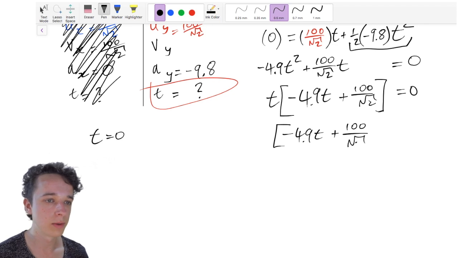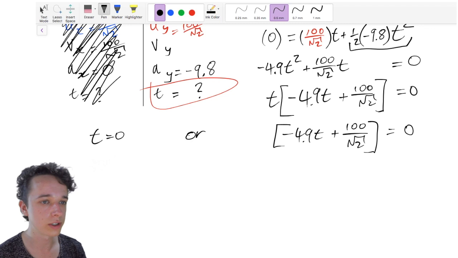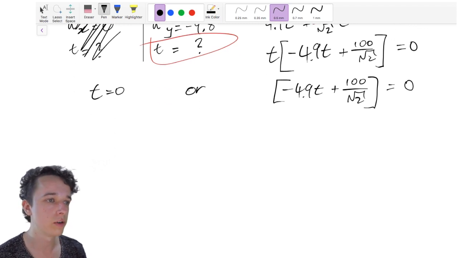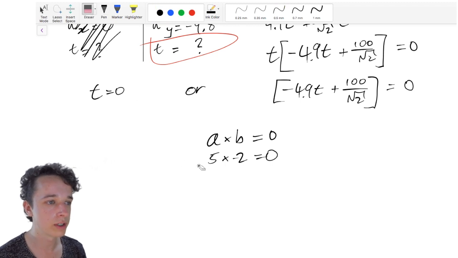And just consider for a moment, either this has to equal 0 or this has to equal 0. If you don't remember that, think: let's say a multiplied by b equals 0. You couldn't have a positive number here and a positive number here equals 0. You couldn't have a negative number times a negative number. You couldn't have a positive number times a negative number.